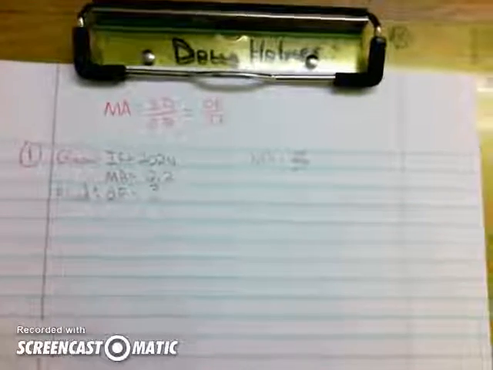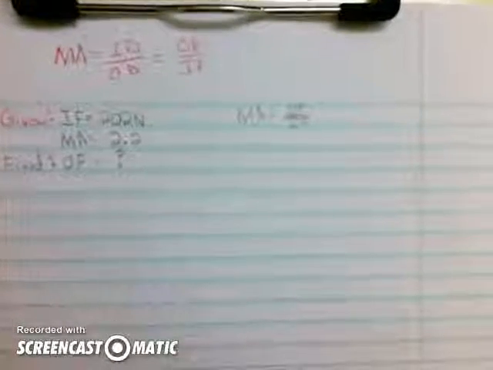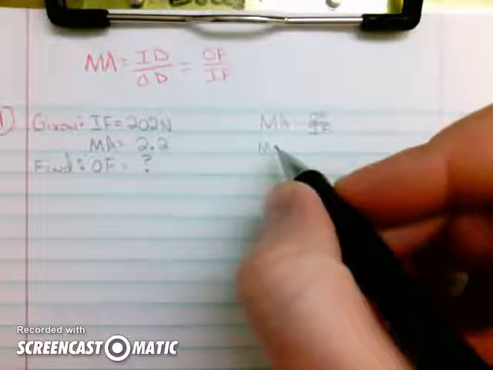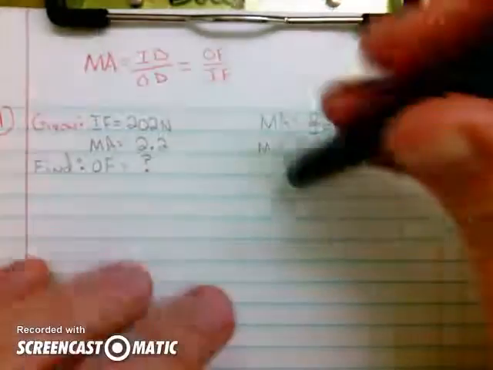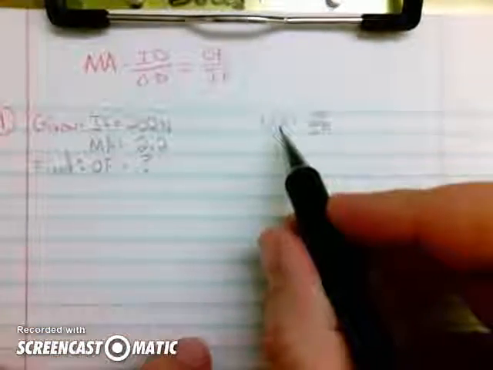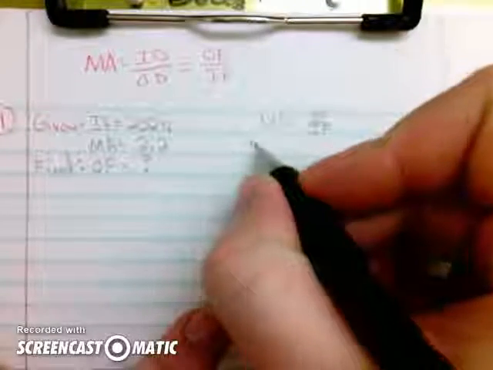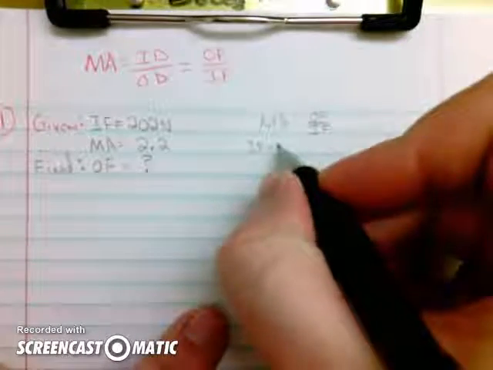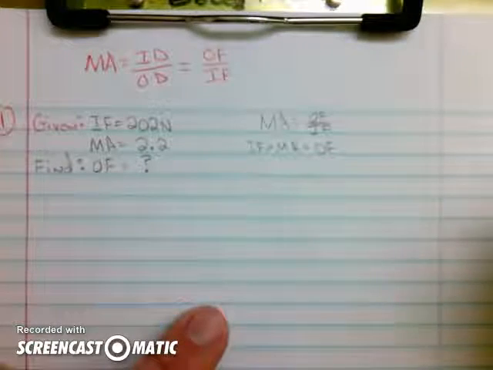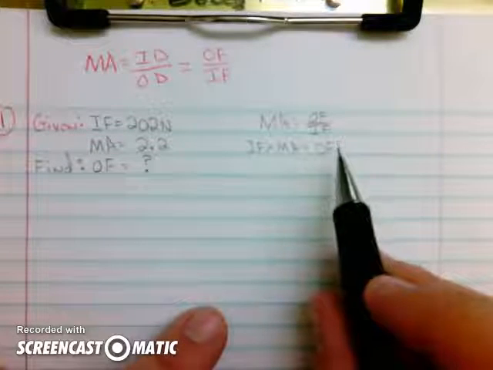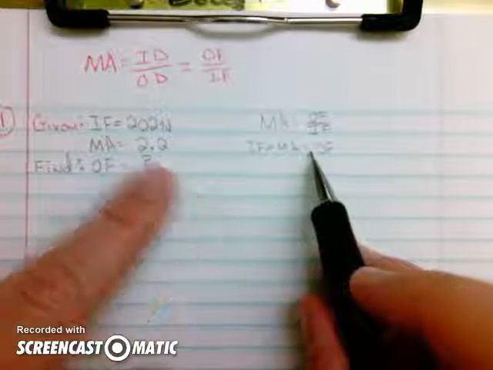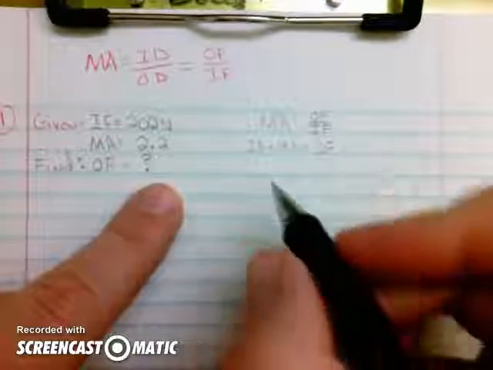Hopefully you can see that. I'll zoom in a little more. So mechanical advantage. Well, we need to rearrange this, so let's rearrange it. I'm going to multiply this over here, and I'll get IF times MA equals OF. And now, since we've got what we're trying to find all by itself on this side of the equal sign, since it's isolated, we can go ahead and solve for it. We just plug in our values.